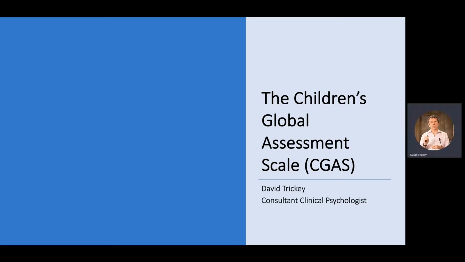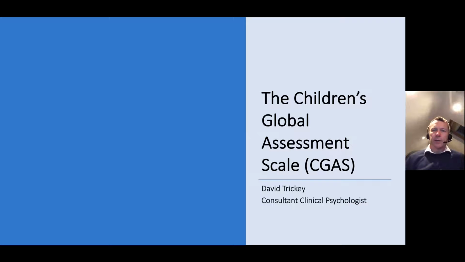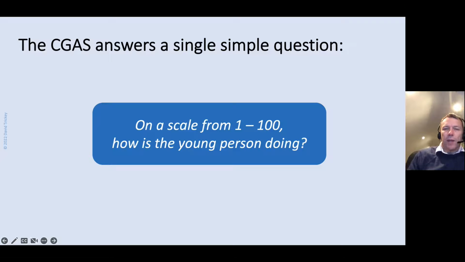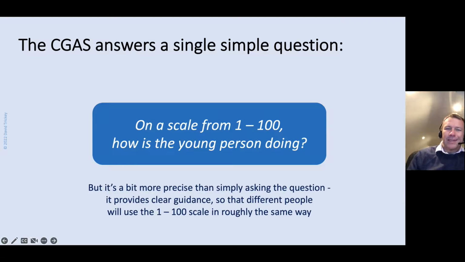David Trickey. I'm a consultant clinical psychologist, and I'm going to tell you a bit about the Children's Global Assessment Scale, or the CGAS. Now, the CGAS is a pretty rough and ready measure, and it answers a single, simple question. On a scale from 1 to 100, how is the young person doing? It's a little bit more precise than that because it provides clear guidance so that different people will use the 1 to 100 scale in roughly the same way.